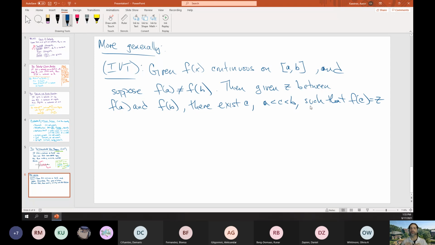So the more general statement, or the way the book states the intermediate value theorem, says that if we're given f of x continuous on the closed and bounded interval from a to b, and suppose that f of a and f of b aren't equal to each other. So instead of them having opposite signs, I just want to know that they're not equal to each other. A lot looser. If I have any value z between f of a and f of b, then there exists some value c inside of that interval from a to b such that f of c is equal to z.